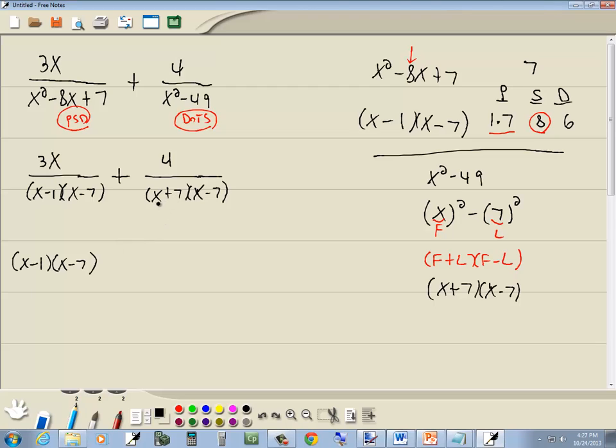Then I go to my next factor, the x plus 7. And I'm looking for the greatest number of x plus 7s in a single denominator. There's none here, there's 1 here. So the greatest number of x plus 7s in a single denominator is 1. So that's our LCD. Now I want to rewrite each fraction with that new denominator.